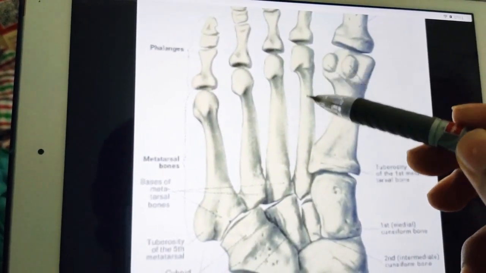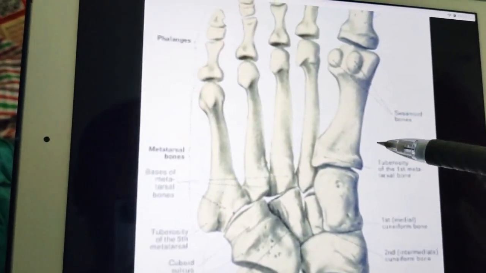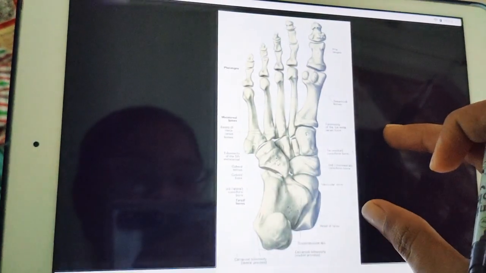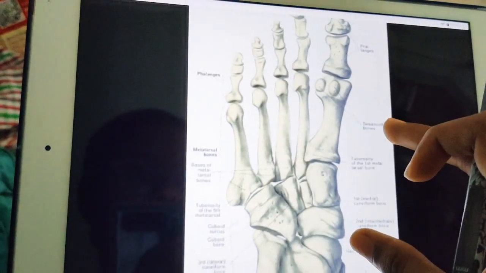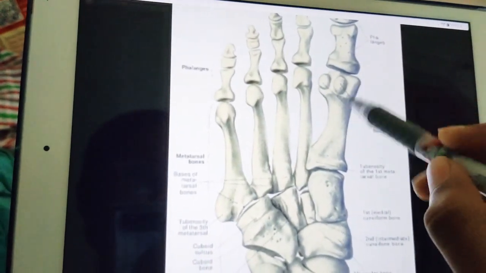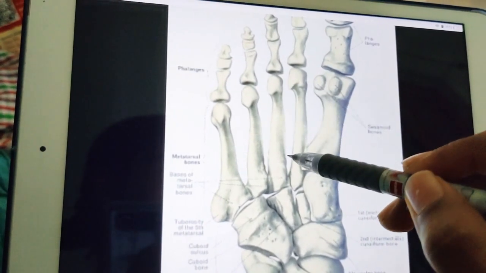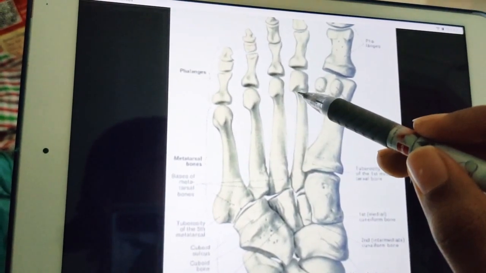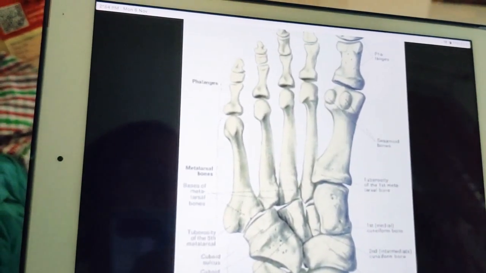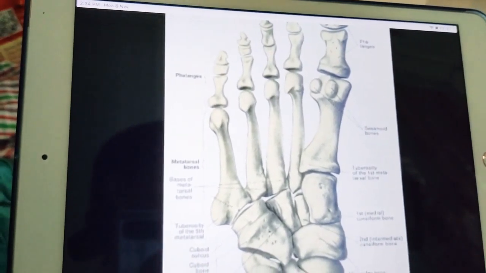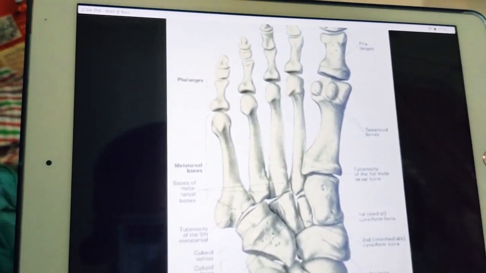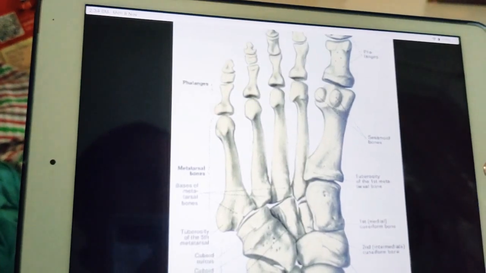Next, coming to the second metatarsal, you can check out here. This is the second metatarsal, actually seen on the plantar surface, not the dorsal surface. So this is the first metatarsal, this is the second metatarsal. This is the longest metatarsal. It has a wedge-shaped base, right? And the lateral side of the base has two articular facets.